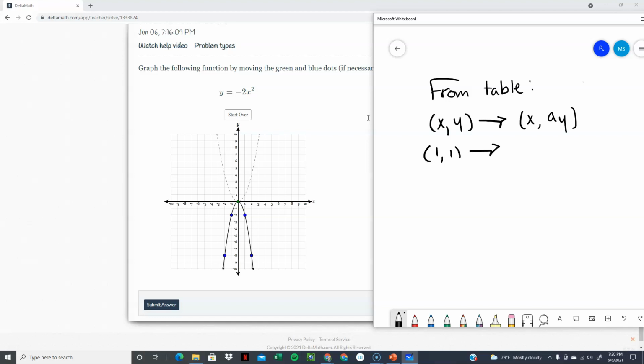So our a value in this problem is -2, right? If you think about it in this form, f of x is x squared, so a has to be -2. So our new coordinate, x stays the same. This part right here is 1 times our a value, -2. So our new coordinate is (1, -2). We reflected it down and we stretched it. So that is where this change to coordinate point column comes in handy on the table.